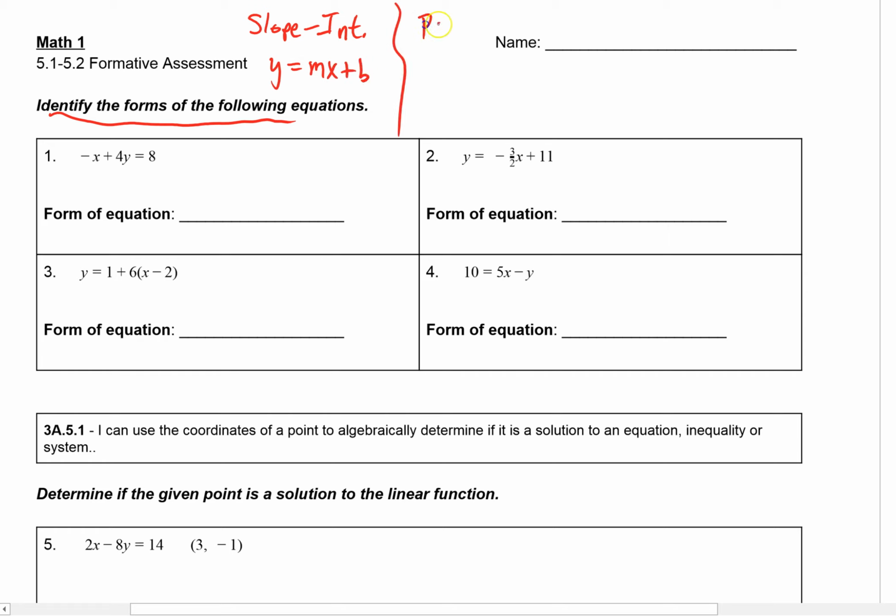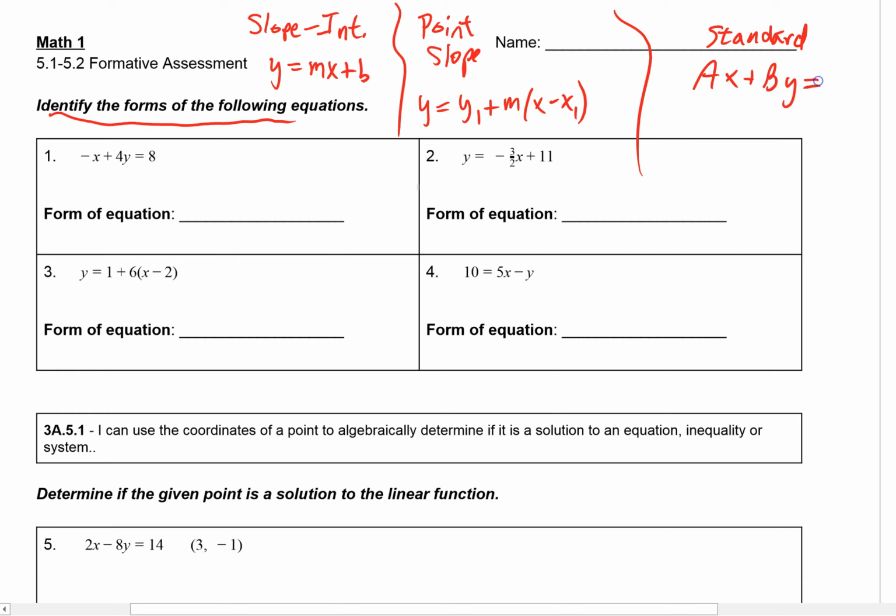We had point slope. Point slope could be written as y equals y1 plus m times x minus x1. And of course, we also had standard. And standard was ax plus by equals c. No fractions in there. You could see x and y are going to be together on this left-hand side. All you got to do is look through these.